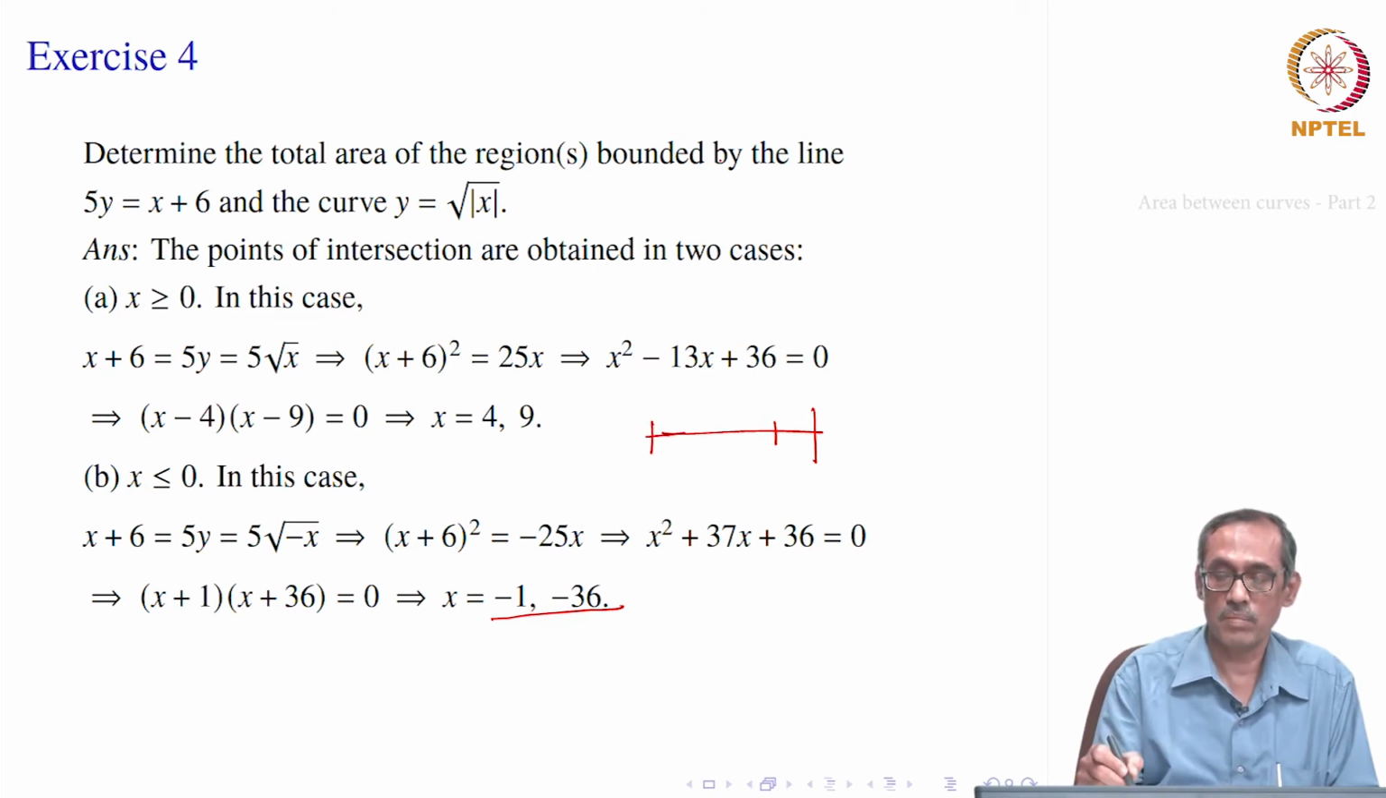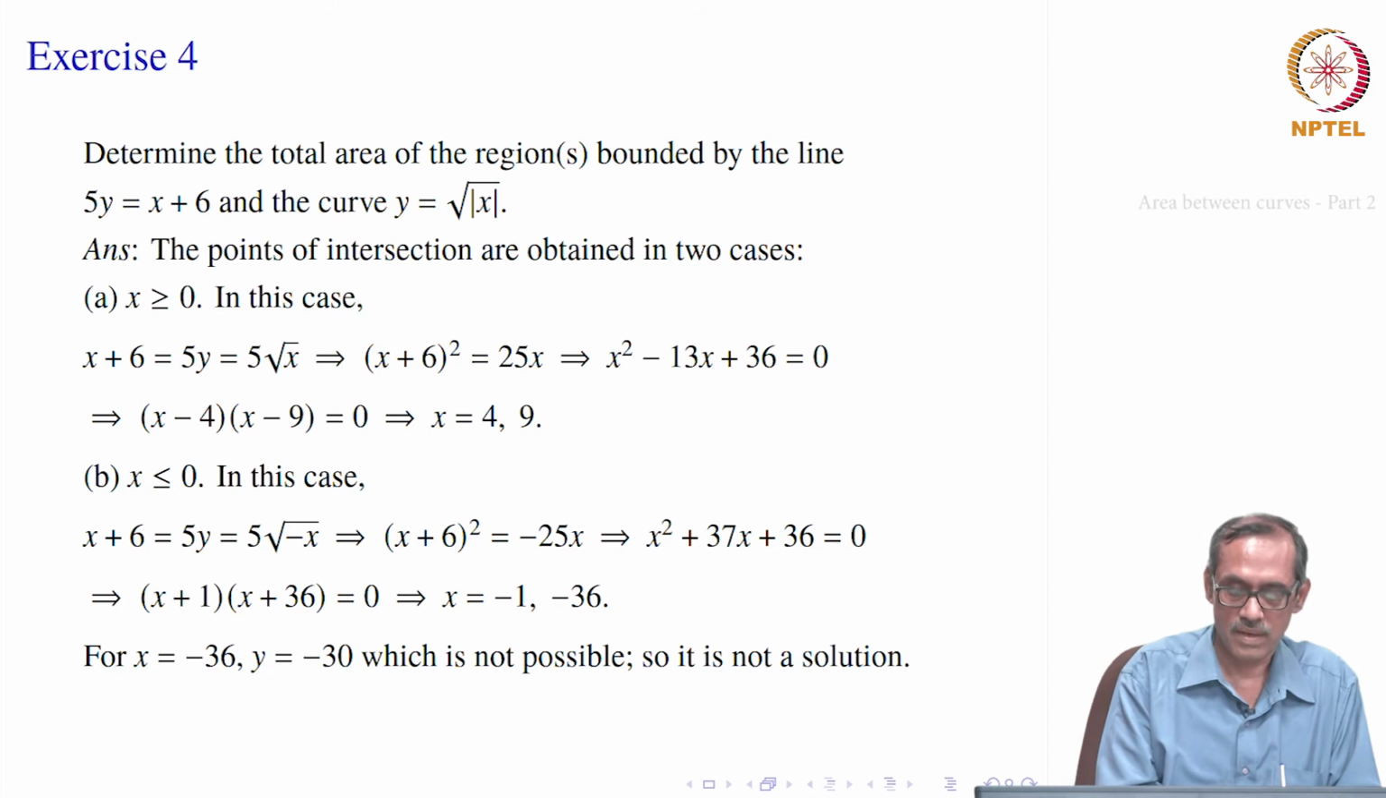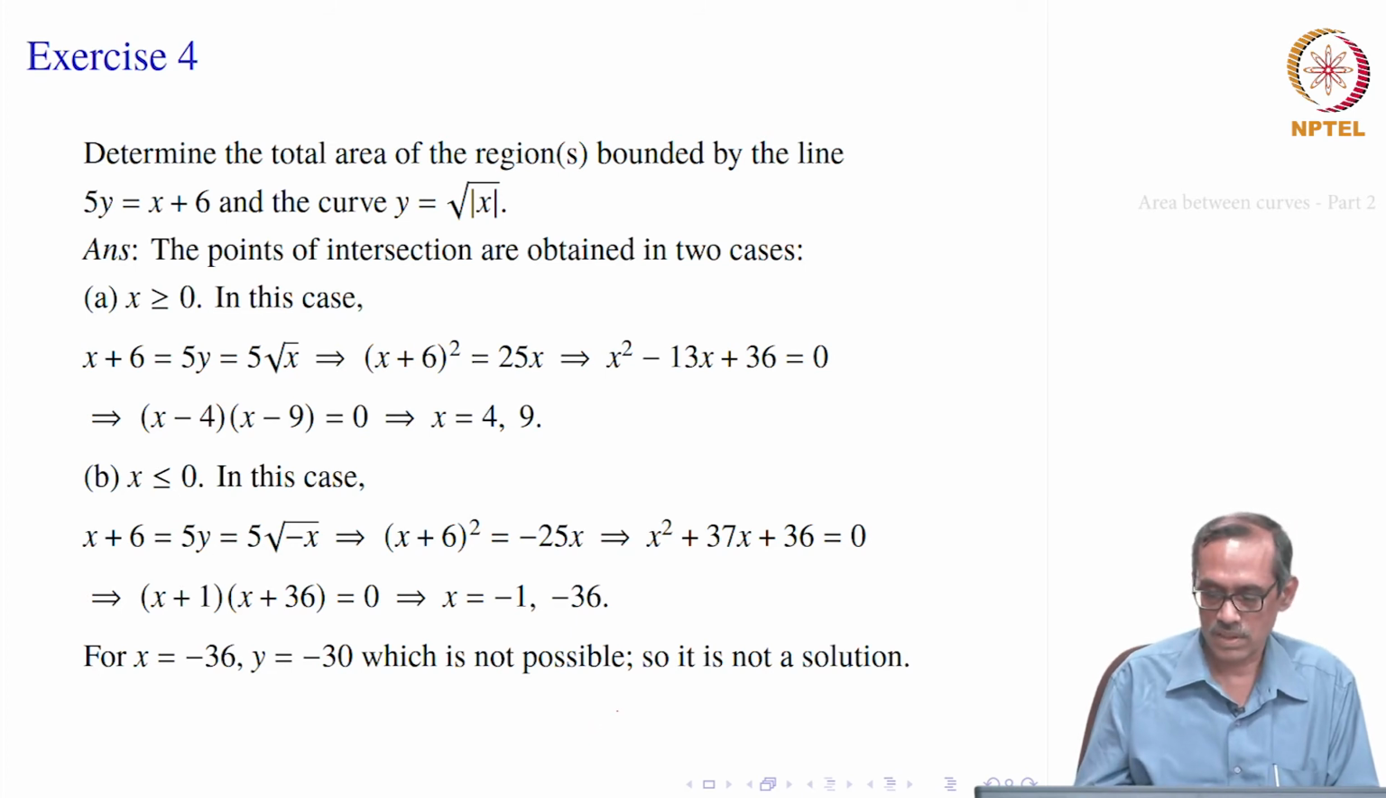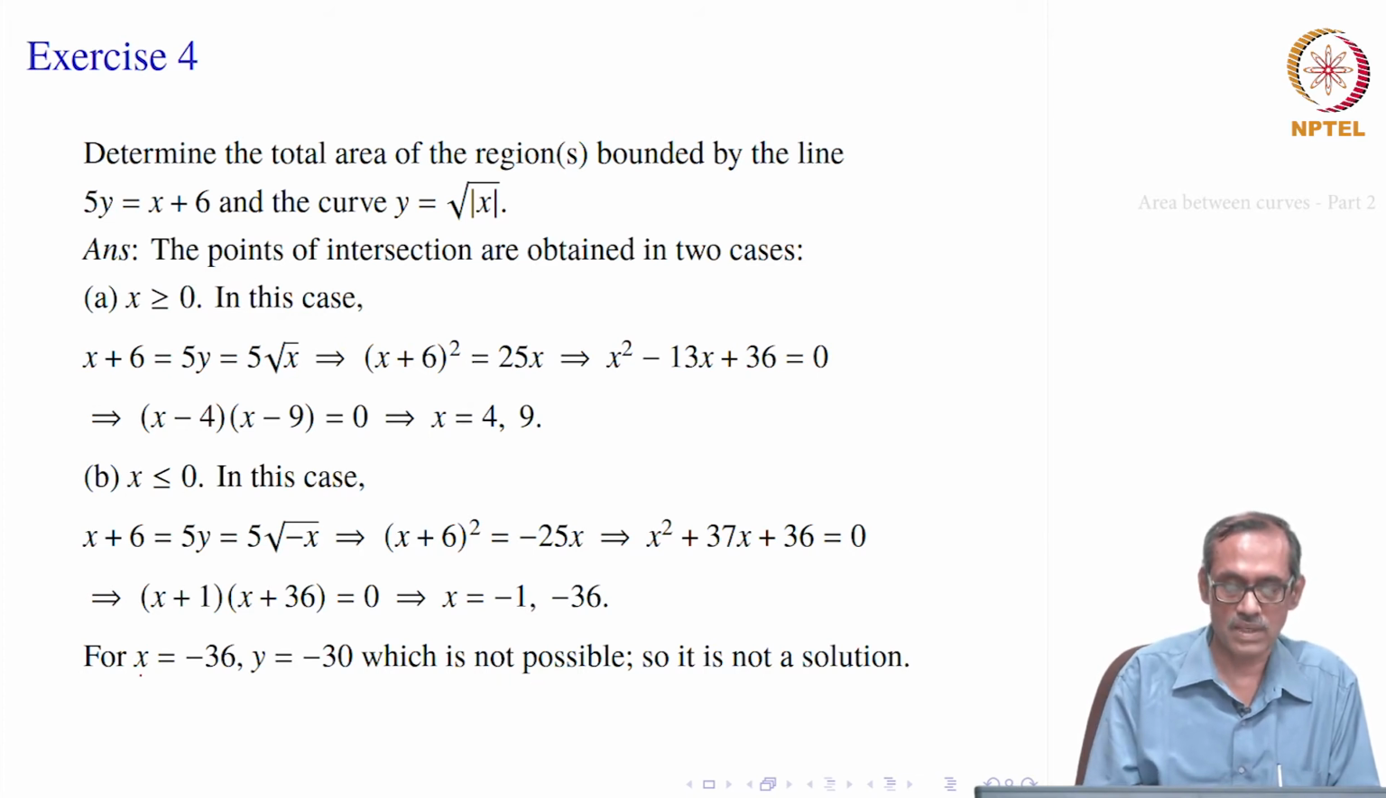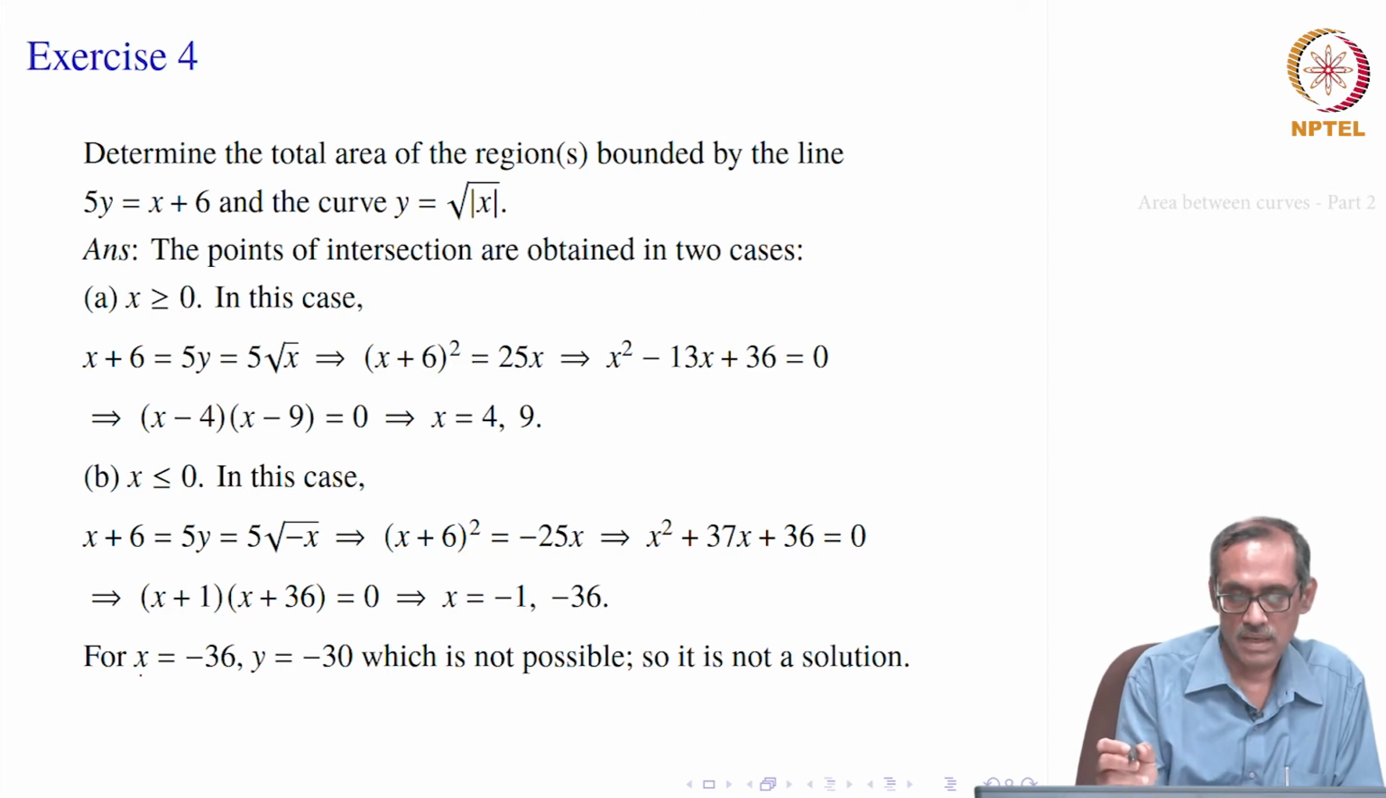So, when x is less than 0, we have minus 1 and minus 36. Corresponding to this, there will be points on the curve. And on the other side, we have 4 and also 9. Corresponding to that, somewhere they will be intersecting. We do not know where it is, but corresponding points will be there. So, you have to really find all the areas and then add them up. Now, we just look at something. If x equal to minus 36, then y will be equal to square root of mod x.